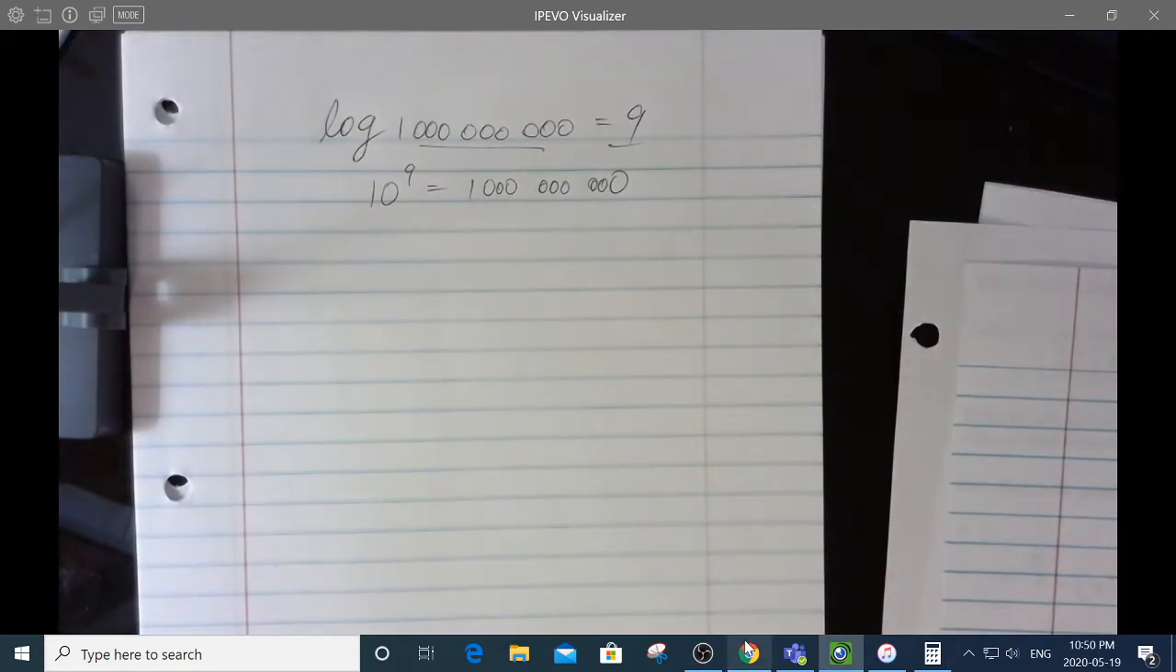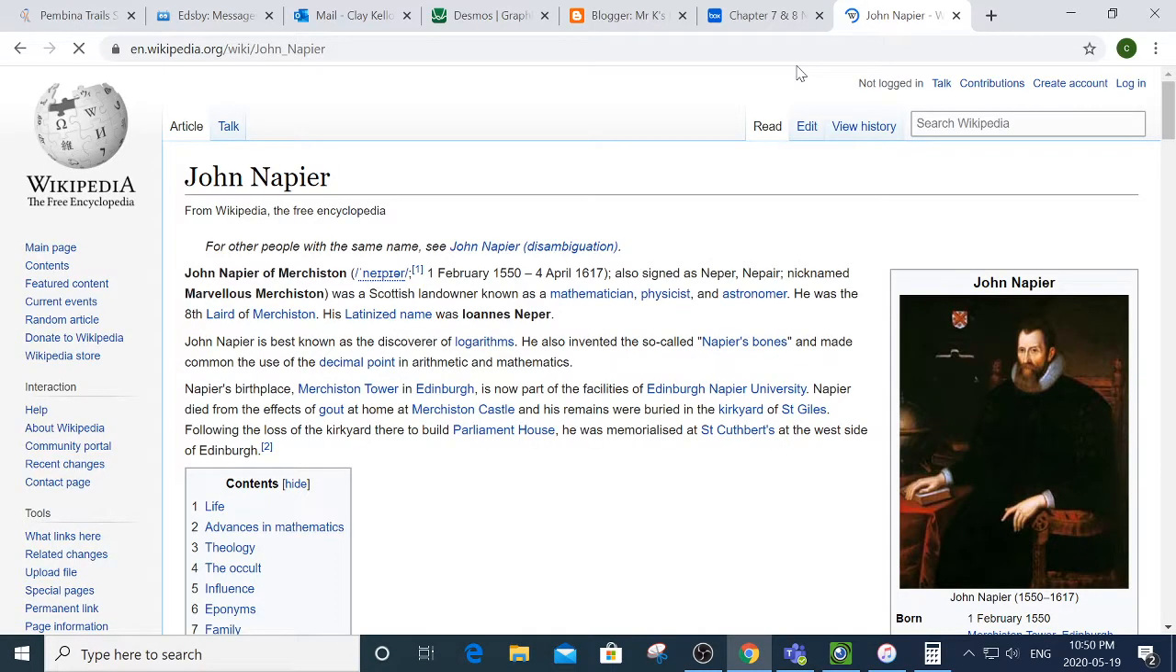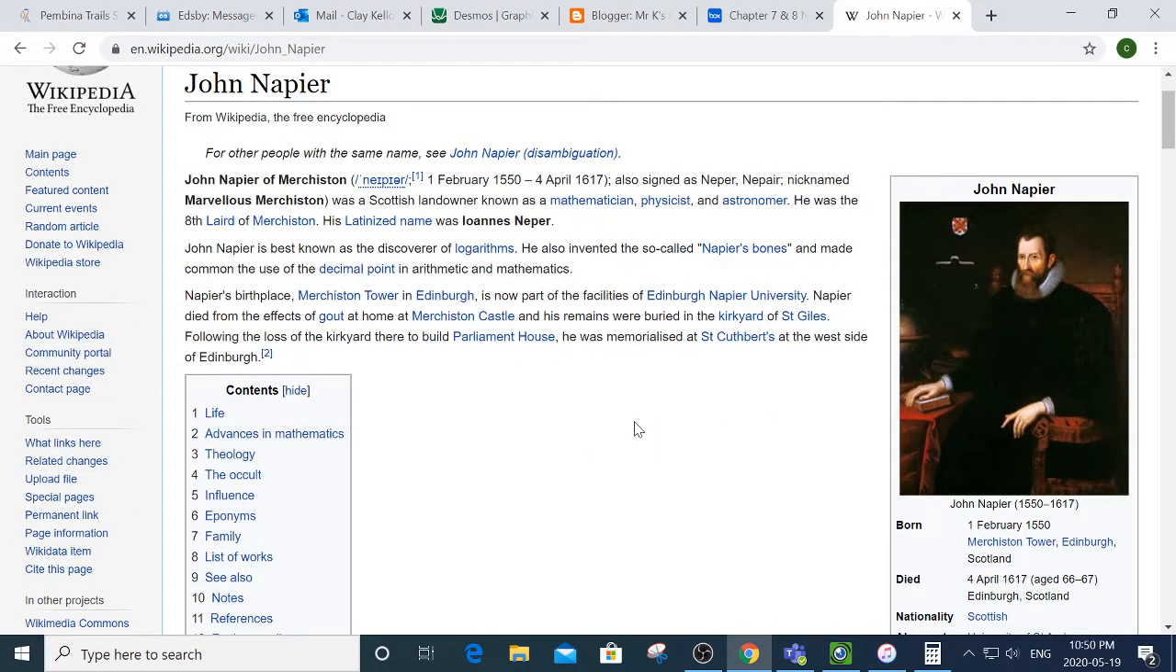John Napier was an interesting guy. Just looking at his Wikipedia page here, we credit him with being the first mathematician to commonly use a decimal as a dot in math. Before that, it was commas or just using gaps. And I love the way they say he discovered logarithms. I don't know if it's a discovery or an invention, but he certainly did popularize logarithms.